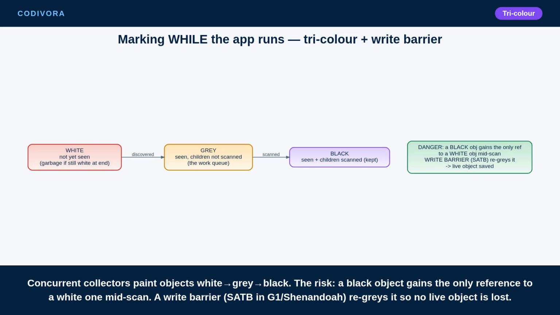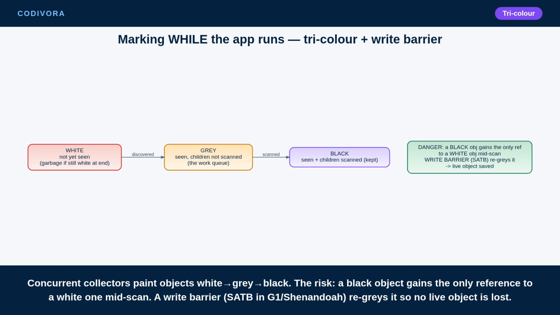Modern low-pause collectors do most of their marking while your application keeps running, and this is how they stay correct. Every object is painted one of three colors. White means not yet seen. Gray means seen, but its outgoing references aren't scanned yet. That's the work queue. Black means fully scanned and guaranteed kept. Marking grays the roots, then repeatedly takes a gray object, grays its white children, and turns it black. When no gray remains, anything still white is unreachable.